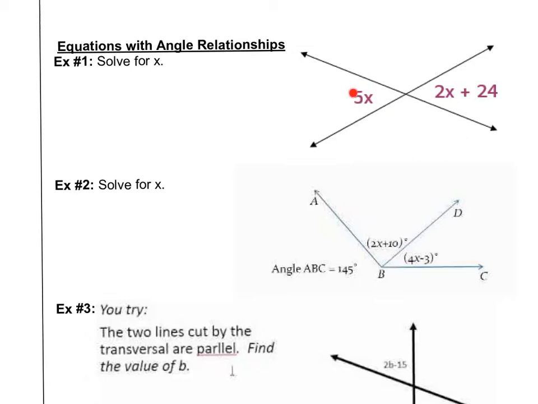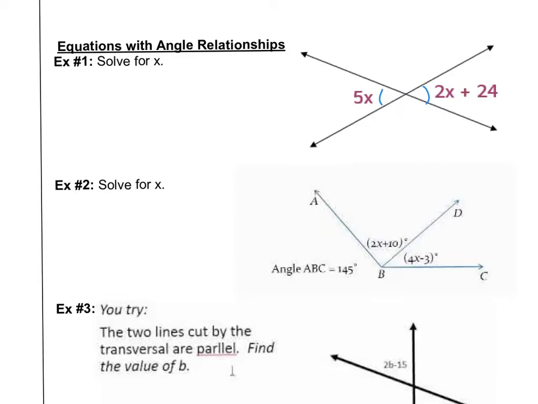Well, we could see that 5x represents this angle and 2x plus 24 represents this angle. Well, what's the relationship of these angles? Well, they're across from each other, aren't they? That means they're vertical. And we just said vertical angles are always congruent. They're always the same. In fact, these little angle marks that I put here, since they're the same markings, that means that they're congruent.